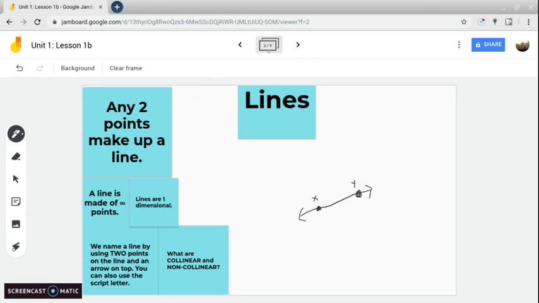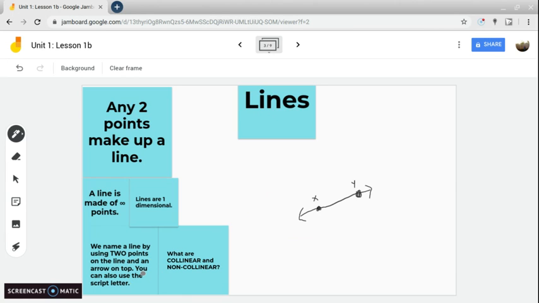Lines. Any 2 points make up a line. So that's what a line is. But technically, the whole line is infinite points because there are so many there, but you only will label 2. And lines are one-dimensional, and again, if it was one-dimensional, you couldn't see it, but that's just what we have to do if we're going to talk about it.